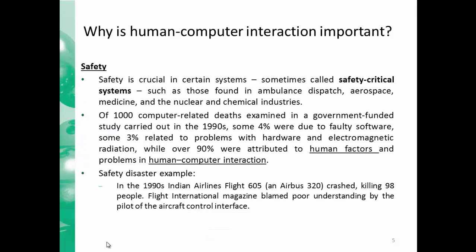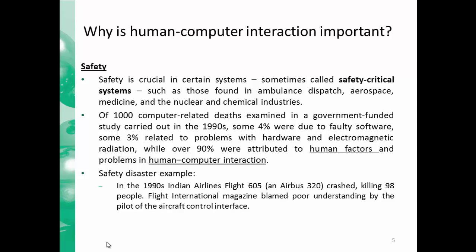Now we go into details with the safety issue of human-computer interaction. We know that many systems are critical systems. And what do we mean by critical systems? Systems that can affect human life or can cause big damage if they are not running the right way. Something like the systems found in ambulances, aerospace, nuclear stations, medical centers. All these are very important to be built the right way and to ensure the safety of the users who are using them or benefiting from them.